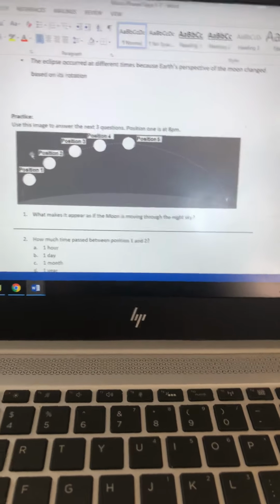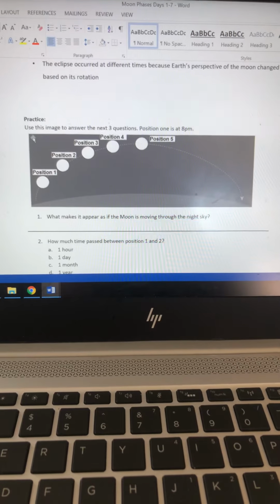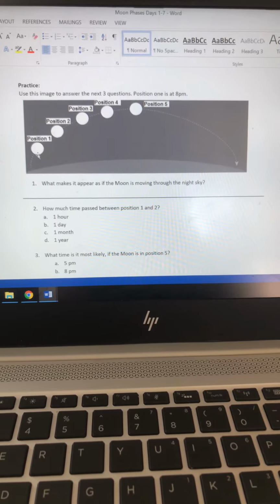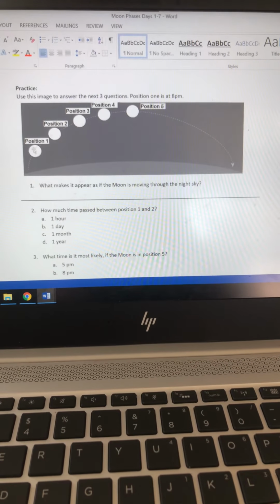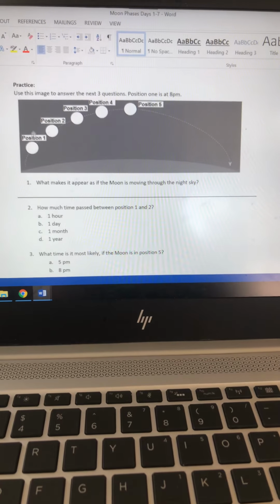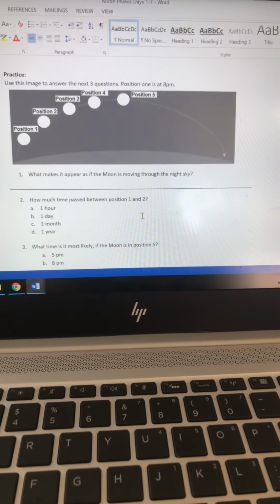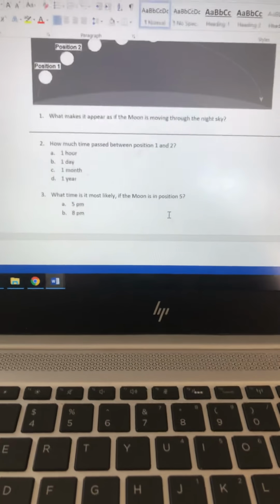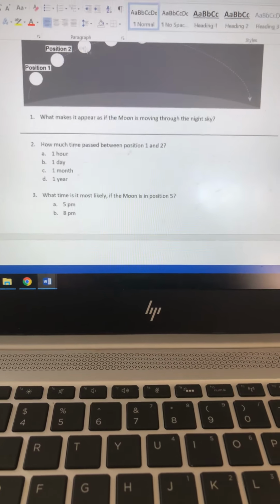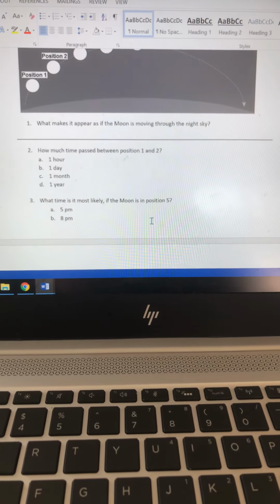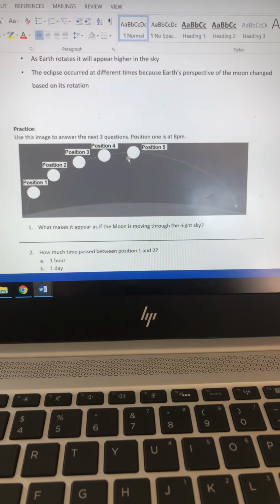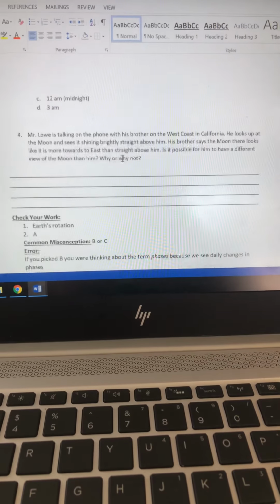Okay, so based on all that, you're going to practice with these questions. Use this image to answer the next 3 questions. Position 1 is 8 p.m. So this right here is 8 p.m. What makes it appear as if the moon is moving through the night sky? So what aspect of the Earth causes that to happen? How much time passed between position 1 and 2? What time is most likely if the moon is at position 5? What time is it likely right here?